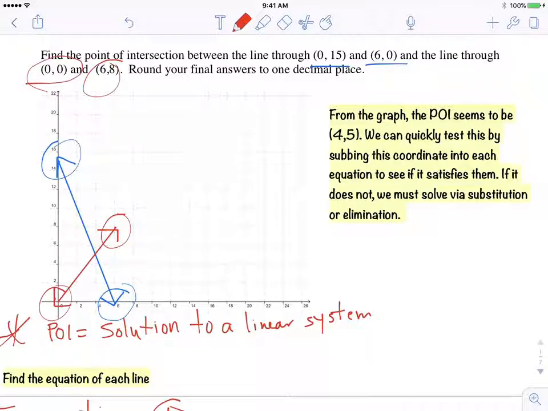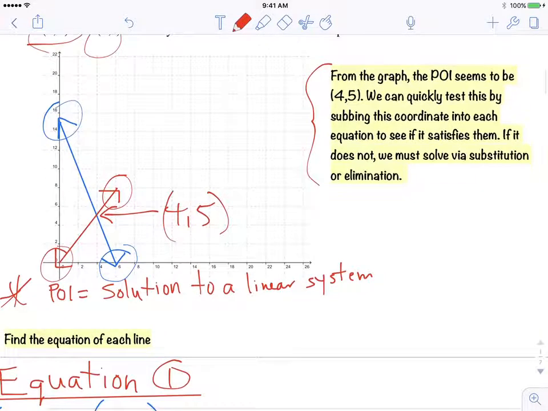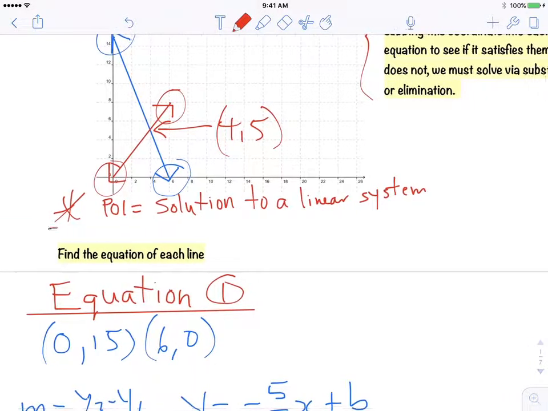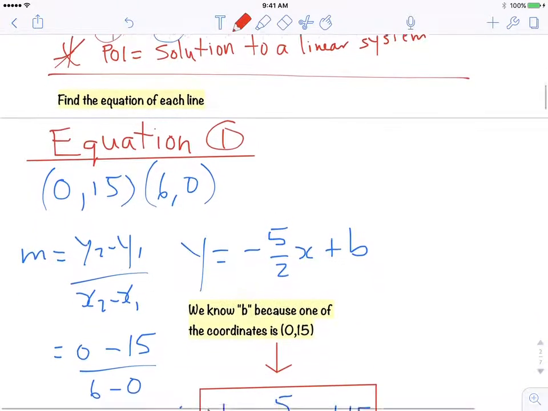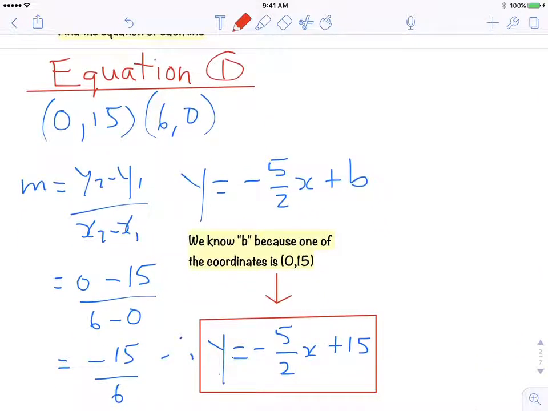Literally drew the lines, and it looks like right there that the point of intersection is 4, 5. So what I've said here to the right is it looks like it's 4, 5. We can quickly test this by subbing this coordinate into each equation to see if it satisfies them. If it does not, we must solve it via substitution or elimination. Remember, a point of intersection is the solution to a linear system. So I'm going to find the equation of each line so that I can sub into each equation and see if indeed 4, 5 satisfies both.